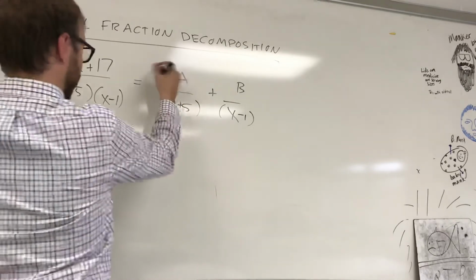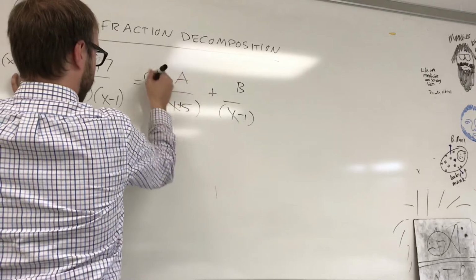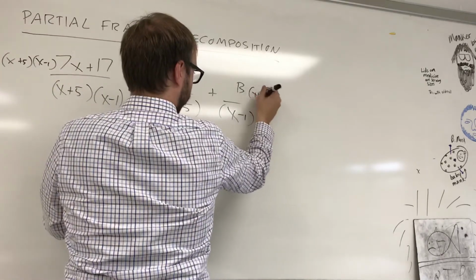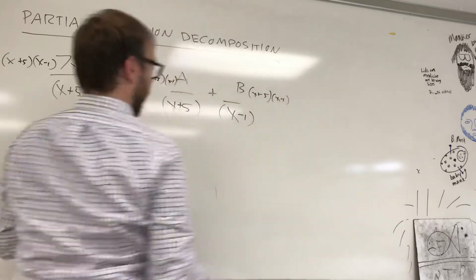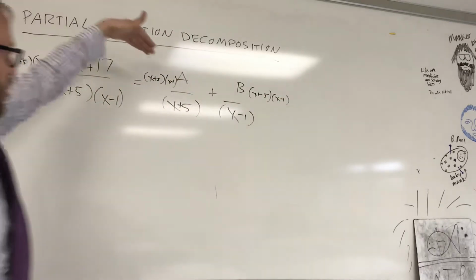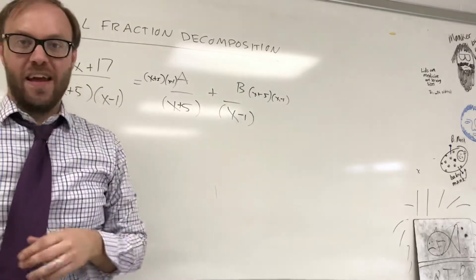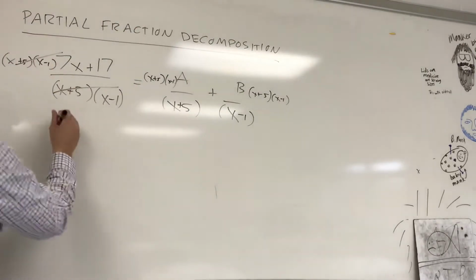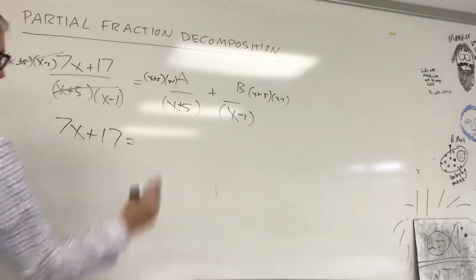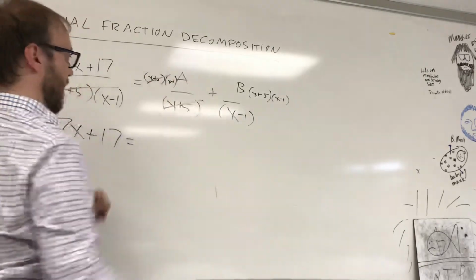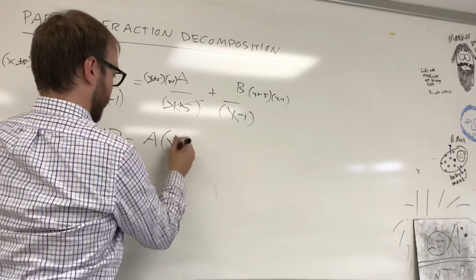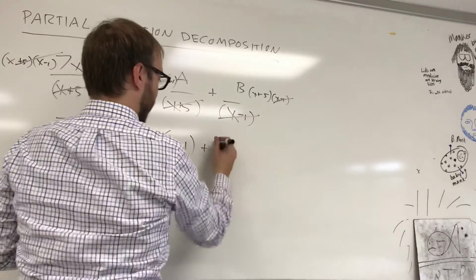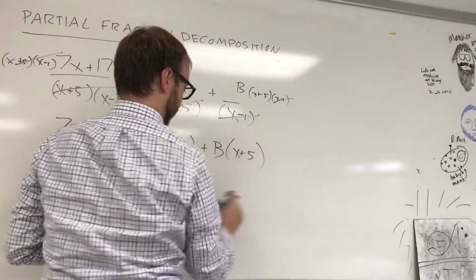And you can multiply this by x plus 5 times x minus 1. And you can multiply this by x plus 5 times x minus 1. Okay, so I can multiply the entire numerator by the common denominator. And take a look at what happens. The common denominator cancels. I'm just left with 7x plus 17. Here, the x plus 5 denominator cancels. I'm left with a times x minus 1. Here, the x minus 1 denominator cancels. I'm left with b times x plus 5, okay?